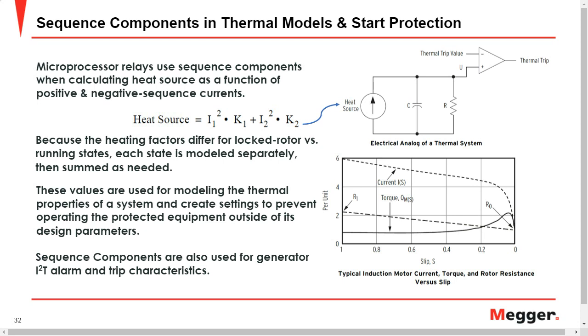we evaluate it under a locked rotor state versus a running state. Each state is modeled separately, and then it's ultimately summed. And we can take a look over here at some of the characteristics of current and torque versus slip. Also, sequence components are used for generator I squared T alarm and trip characteristics.